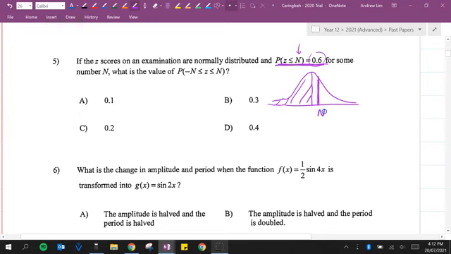Oh, sorry, capital N. So the probability over here of the area underneath the curve to the left of n is 0.6. That means that this area here has to be 0.1. Okay, 0.6 minus half, 0.1. According to the question, we want to work out the probability from negative n to n. So negative n is around here, right? Because it's exactly the same distance. So that means the probability of this also has to be 0.1. So 0.1 plus 0.1, that's 0.2. So the answer is C.